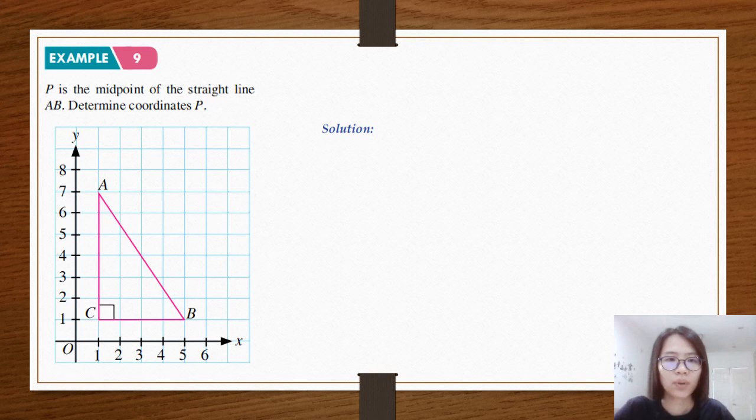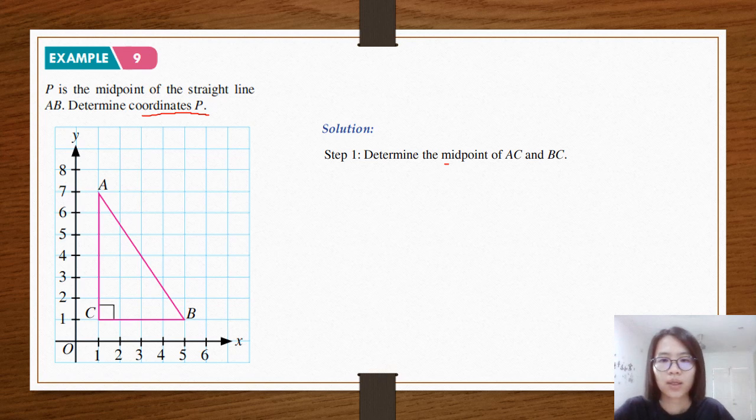P is the midpoint of the straight line AB. Determine coordinates P. There are a few steps we need to follow in order to get the coordinates of P. Step 1. Determine the midpoint of AC and BC. Step 2. Construct a perpendicular bisector of AC and BC.